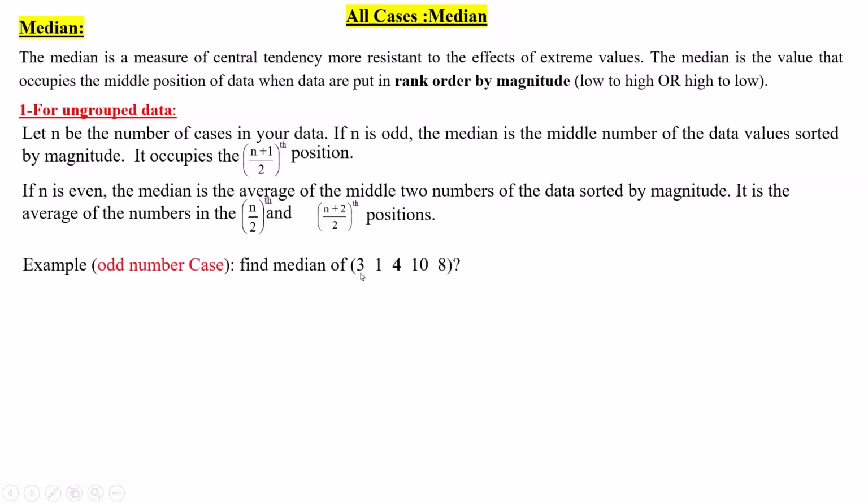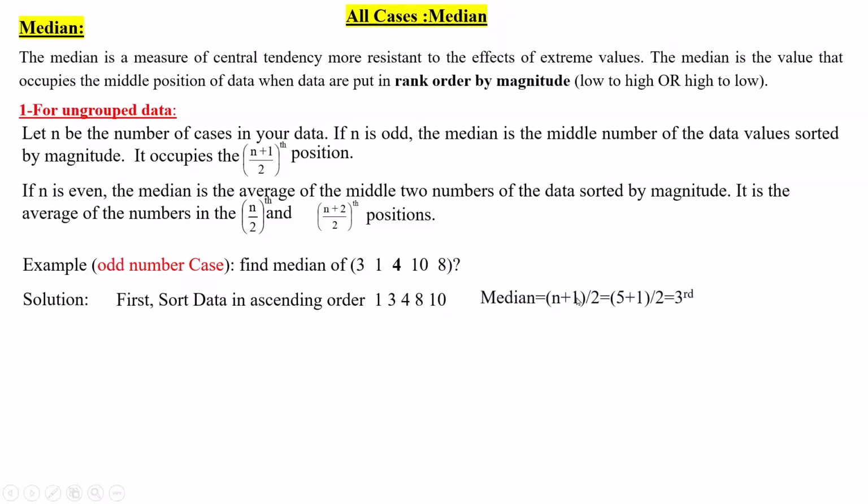For the odd case, for example, we have this data, it is 5 data, it's odd. First, we have to sort in ascending order: 1, 3, 4, 8, 10. Median equals n plus 1 divided by 2, which equals 5 plus 1 divided by 2, it equals third. Third number: first one, second one, third. Fourth is a median.